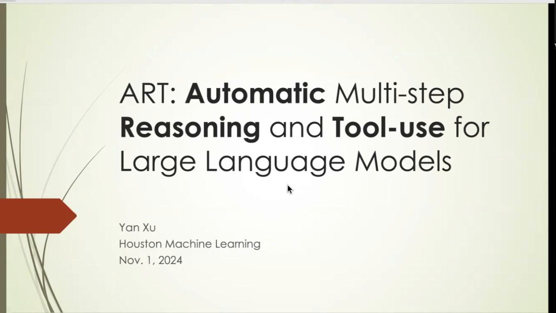So today we are talking about one paper focusing on automatic multi-step reasoning and tool use for large language models. This paper mainly focuses on how we can improve the step-by-step reasoning and prompting along with the tools when we construct the prompts for the LLM, and how we can achieve that automatically. And this paper does not involve any fine-tuning at all, so it's all about prompting constructions.